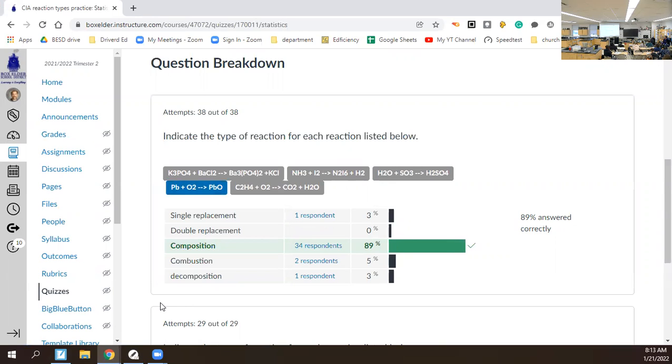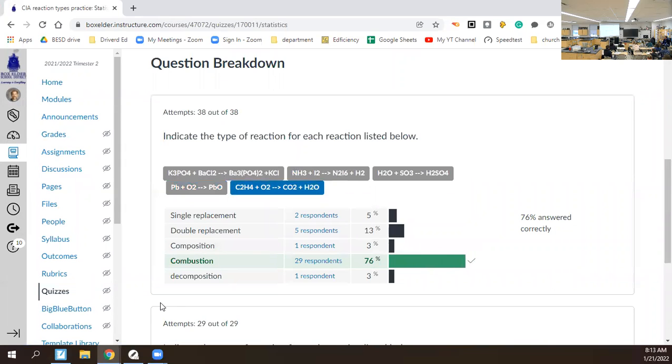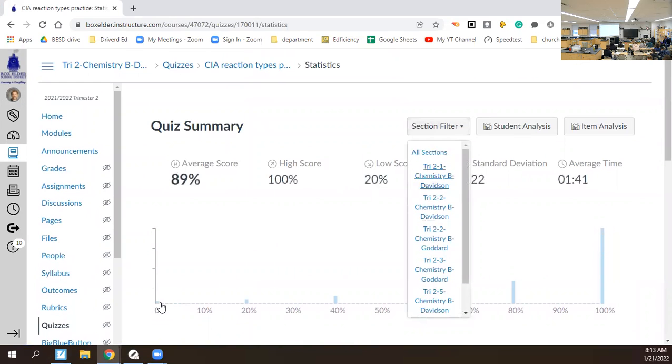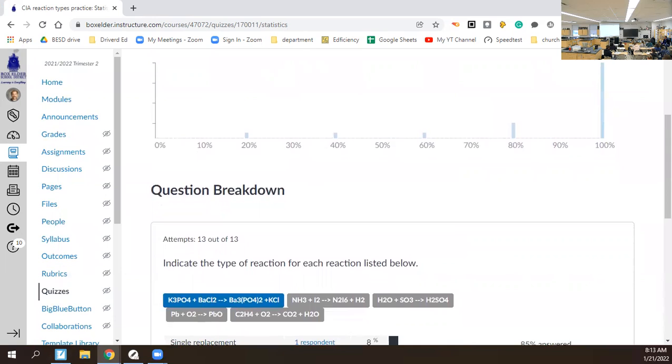I should just isolate the hours here. I never did that. One total product, it has to be a composition. This is CH plus O2. That is a combustion reaction. Let me select just our section. Yeah, that's a little better.